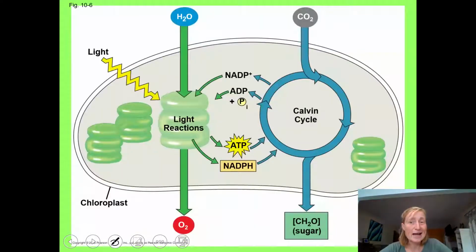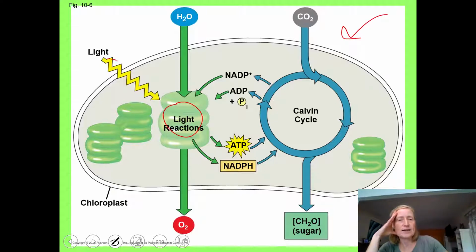Let's take a look at our diagram. This is the diagram that you should memorize, and we're focusing now on the Kelvin cycle, on this half of the diagram. So far, remember, in the light reactions, light energy was absorbed by the photopigments and used to make NADPH and ATP. That required water. Water is split or oxidized in the light reactions. Water donates electrons to NADPH, and a byproduct of that is oxygen.